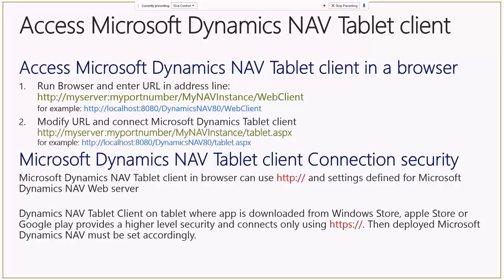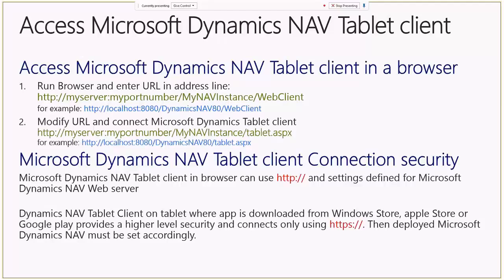For example, HTTP localhost and port number 8080, the default port number, then instance, DynamicsNAV18/WebClient. So you're opening the web client, then you're changing the URL, changing WebClient to tablet.aspx. And then you can see what the tablet client is showing. You see I'm using HTTP, which means it's not secure, but this is enough for the tablet client if we are using it in the browser.